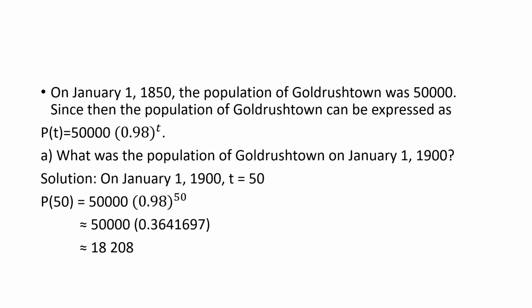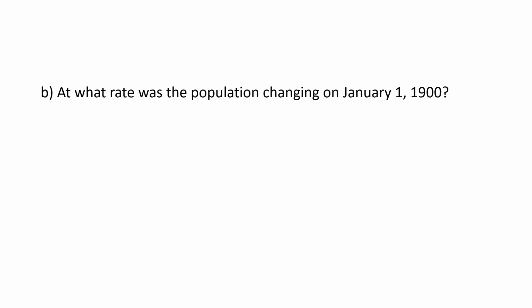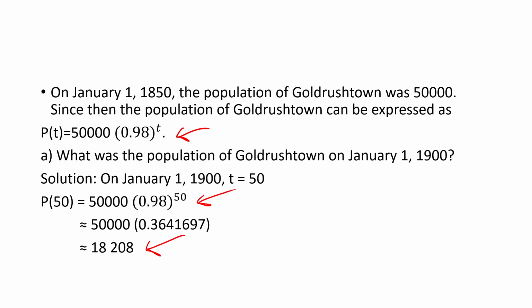So letting t equal 50 and just plugging it in, we literally let our calculator do the work here. We get 50,000 times 0.98 to the exponent 50, and that's roughly 18,208. So the population of Gold Rush Town on that date we're asking about would be 18,208.